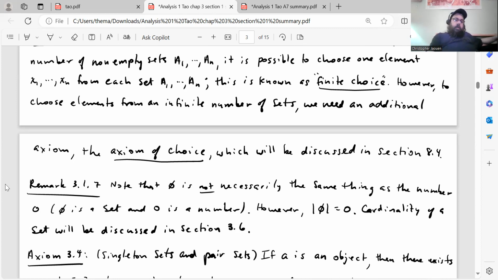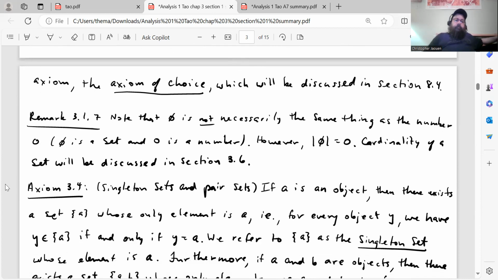So here's Remark 3.1.7. Note that phi is not necessarily the same thing as the number 0. Phi is a set and 0 is a number. Remember, we're assuming a non-pure version of set theory. However, the cardinality of the empty set is 0. Cardinality of a set will be discussed later on in section 3.6, so we'll hold off on talking about cardinalities until then. But anyway, the remark is making the distinction between 0 being a number, not a set, as far as we're concerned. So 0 is an object, and it's not a set. However, the cardinality of the empty set can be represented by the number 0.